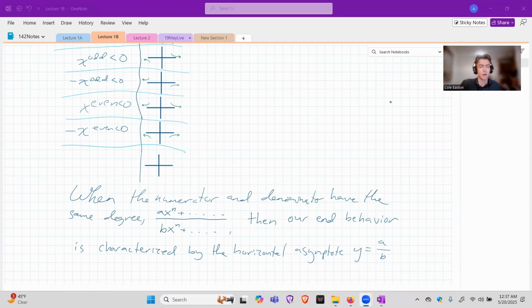So we have here, like I just said, when the numerator and denominator have the same degree, then it's going to look like this: ax^n plus blah, blah, blah over bx^n plus blah, blah, blah. Then our end behavior is characterized by the horizontal asymptote y equals a over b, right? And that's just going to be some number because a and b are numbers.